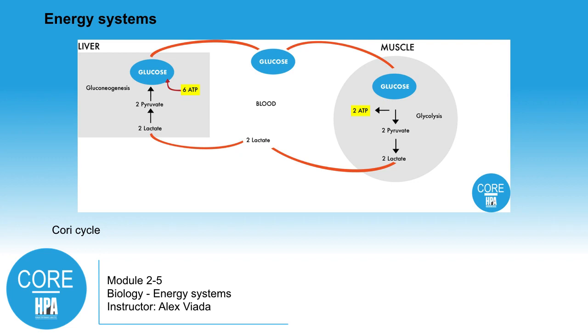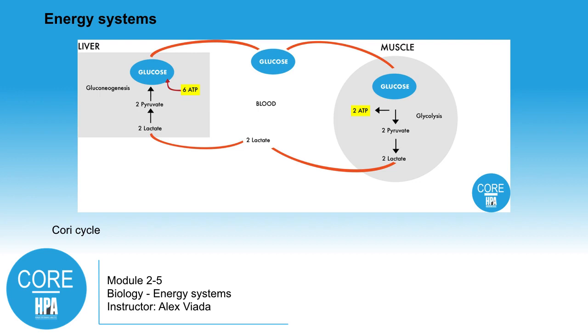This is an example of the Cori cycle. You can see on the right side, in the muscle cell, glucose is broken down into pyruvate through the process of glycolysis. And then from there, it is broken down to lactate, and a small amount of ATP is produced. Of course, you then take that lactate, bring it back to the liver, and lactate is converted back into pyruvate, and with the infusion of even more ATP, becomes glucose.